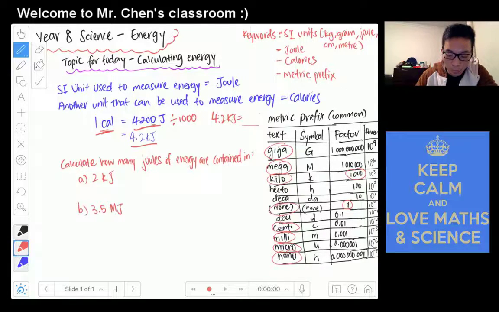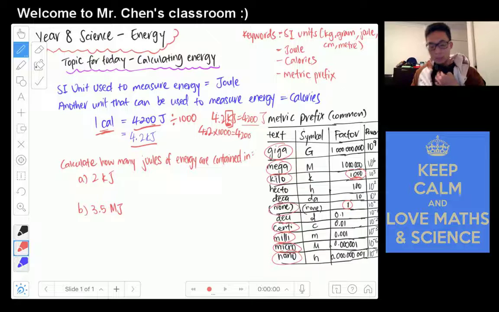In joule, what is it? How do you find that out? So remember, you want to get rid of this k here. To get rid of k, you have to multiply that by 1,000. You have to pick the appropriate one, which is 1,000. So that means 4.2 multiplied by 1,000, which will give you 4,200. So you put that in here, it will be 4,200 joules.